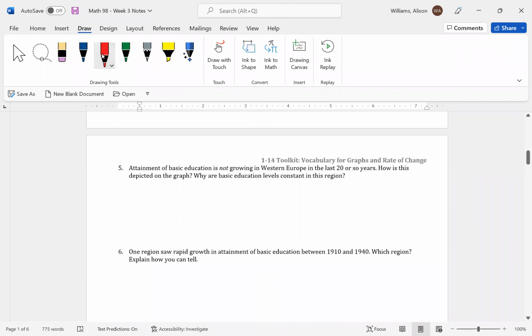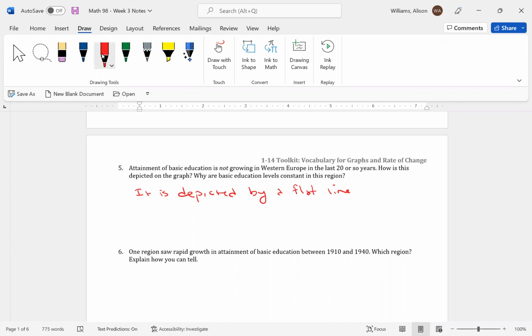And so the answer is, the first part of the question, it is depicted. Wow, that's a weird dot there. It is depicted by a flat line, or you could say horizontal line, a flat line. My T is kind of sad looking. There we go. Is depicted by a flat line.